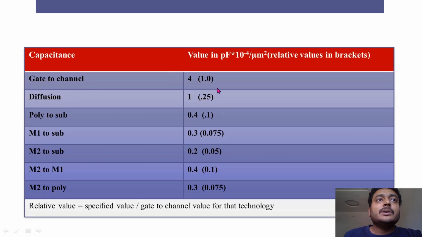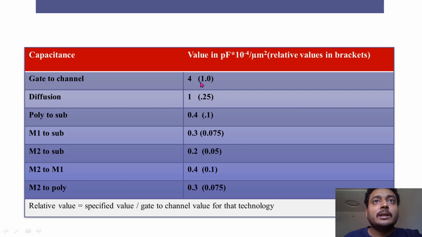Similarly, as I said before, we'll have a table here, again for some particular technology, for my 5 micrometer process. In the table, the gate to channel capacitance is given as 4 into 10 to the power of minus 4 picofarad per micrometer square. Similarly for diffusion we have 1 into 10 to the power of minus 4, polysilicon to substrate 0.4, metal 1 to substrate 0.3, metal 2 to substrate 0.4, metal 2 to metal 1 0.4, and metal 2 to poly 0.3. These are different values taken as an example for a particular technology.